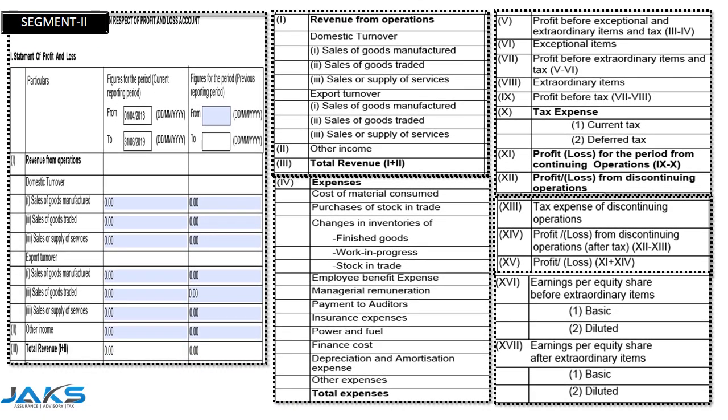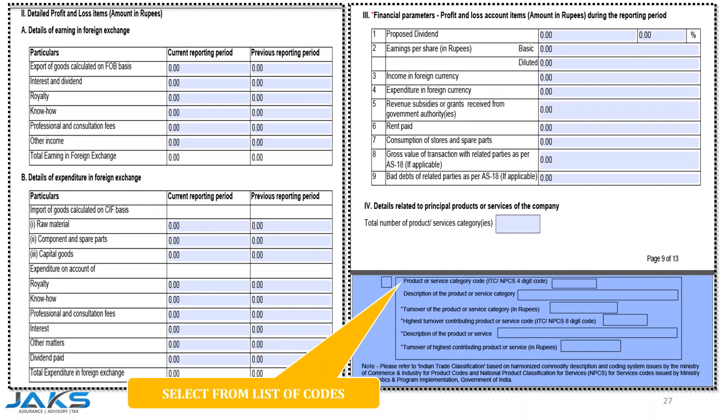In this segment, we just give details on items in statement of profit or loss. First, we give the statement of profit or loss as it is with revenue, expenses, earnings per share, tax details, etc. Here we provide the earnings and expenditure in foreign exchange.